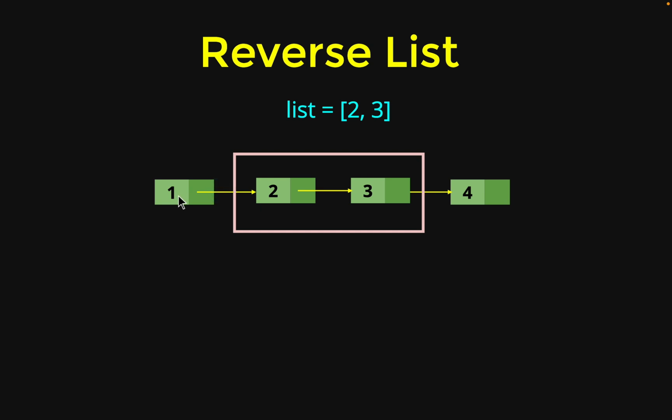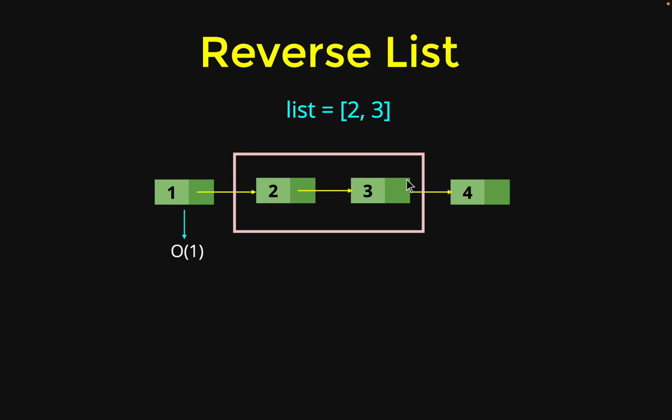So the answer is adding this node would be faster, and this happens in constant time. And the reason is we don't have to traverse throughout this entire list. We simply take a node and we simply point the tail to an existing list, and that's it.